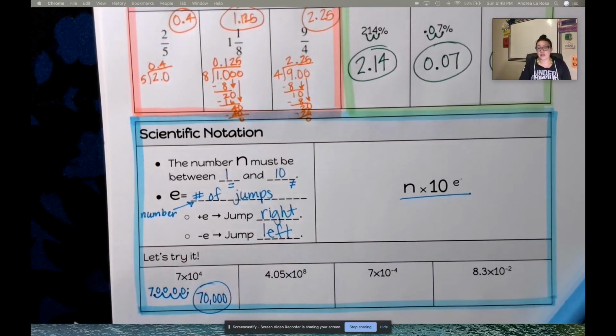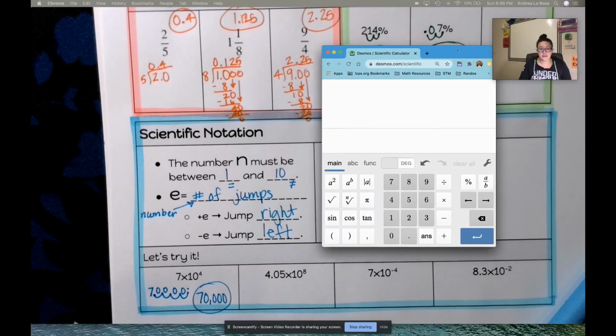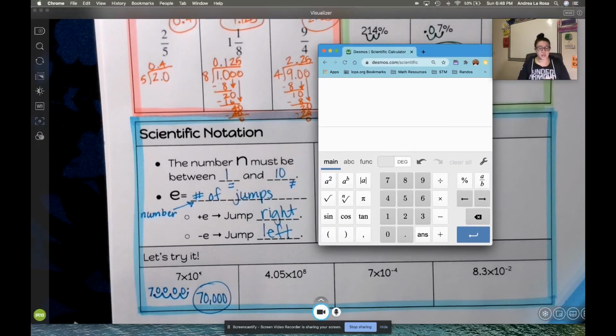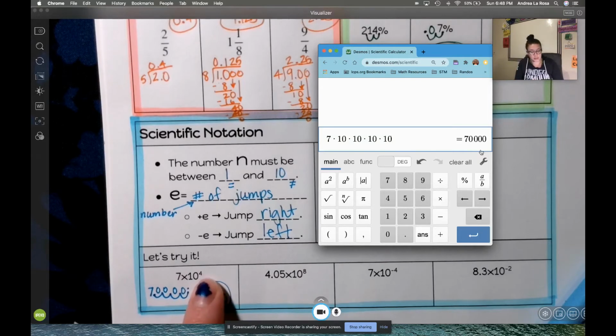A way that you can do it on this calculator is I can take 7 times 10 4 times, times 10, times 10, times 10, times 10. And I can get 70,000 that way. So you can use the calculator, but you need to know for a positive exponent, you're multiplying times 10 4 times.